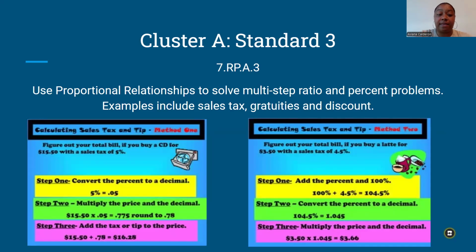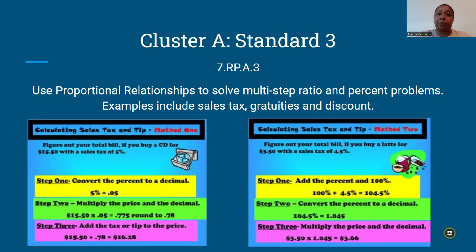So the first method involves conversions, which is converting a percent to a decimal, multiplying and adding. And the second one includes adding the percent to 100, then converting the percent to a decimal, and then multiplying the price and the discount. There also is a third method that you can do, which is setting up those proportions and then solving.